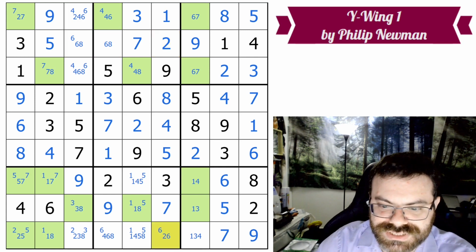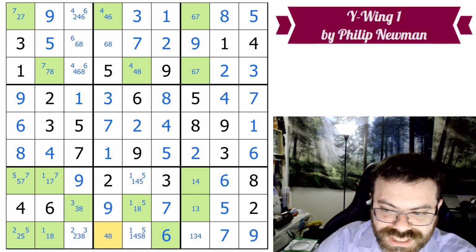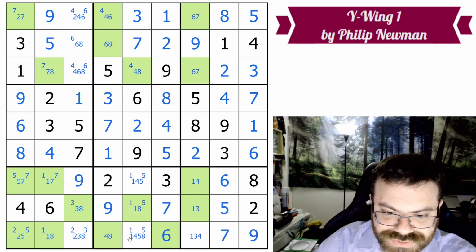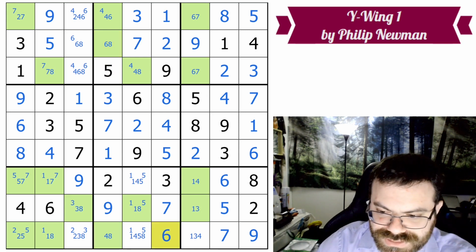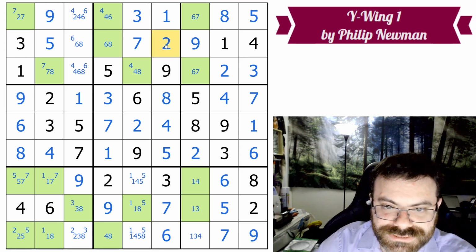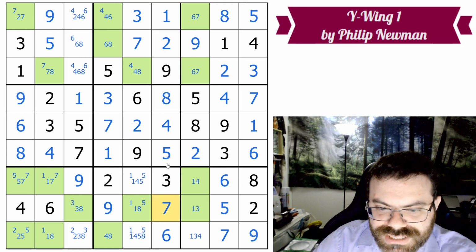This 2 gives us a 6 down here. That eliminates 6 from here, leaving 4 and 8. So we have a few more bi-value cells. Keep those green for now. This is no longer green. So we got the 6, we got the 2. So looks like that well has run dry.